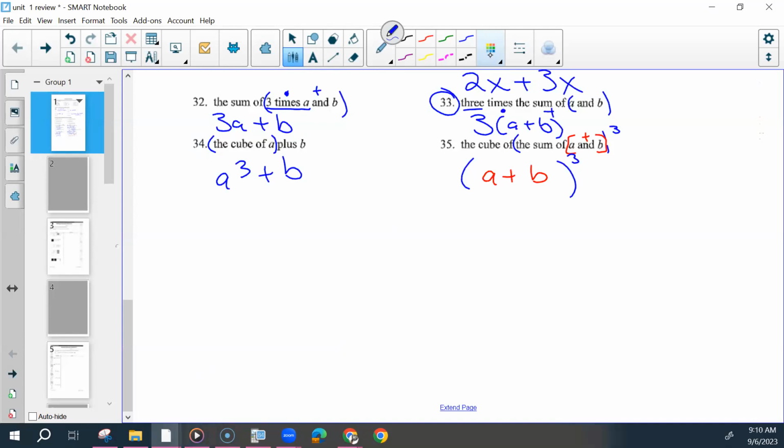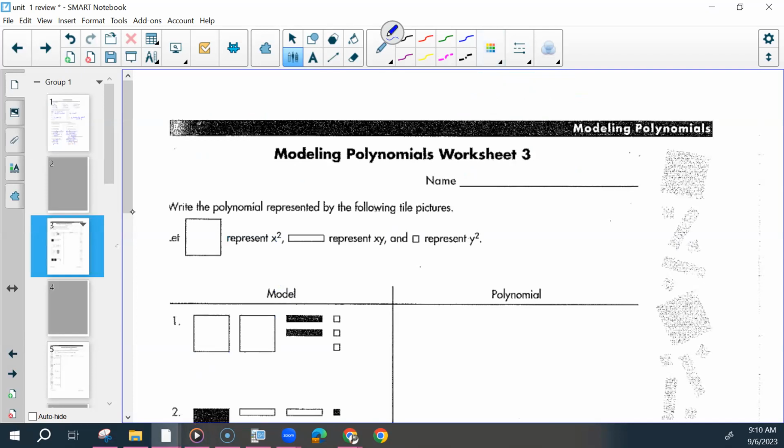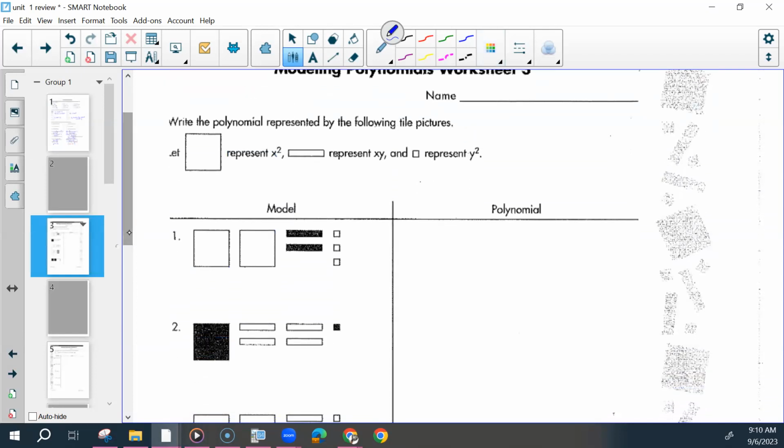Go on to the next page. Right, so this is much like what we did when we were modeling, except they have changed the model a little bit. The bigger squares are still x squared, but now the rectangles are xy, and the small squares are y squared. So whatever key you have, always use that key. And because we are now drawing, negatives are represented as being shaded. Are there any questions on this page we want to see and go over?